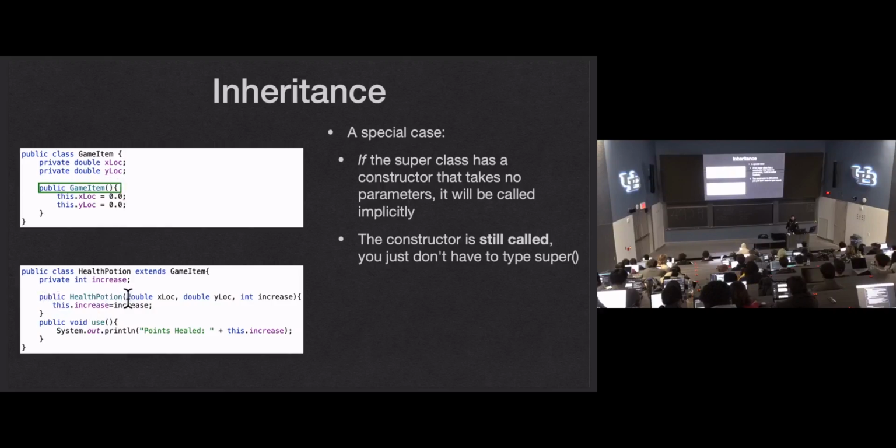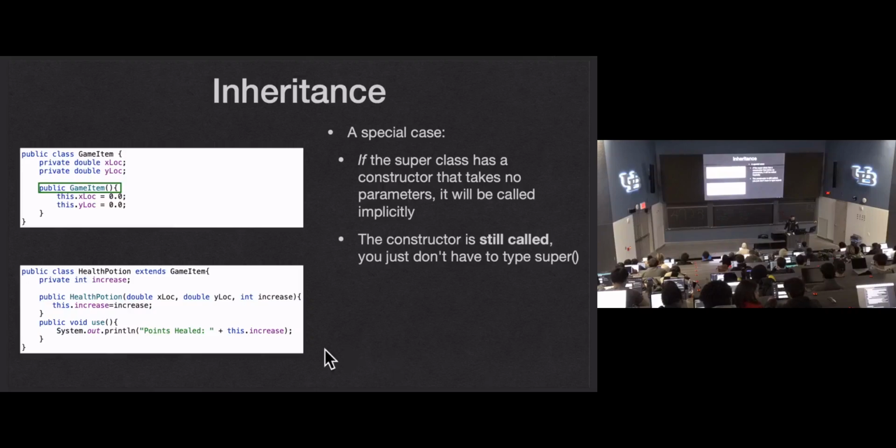If we have no explicit call and the superclass has a no-parameter constructor, then we can omit the super call in our code, but it still exists. It still is being called. It will still be called. So that's the only reason you might see code that doesn't have the superclass constructor. It's still there, it still happens.